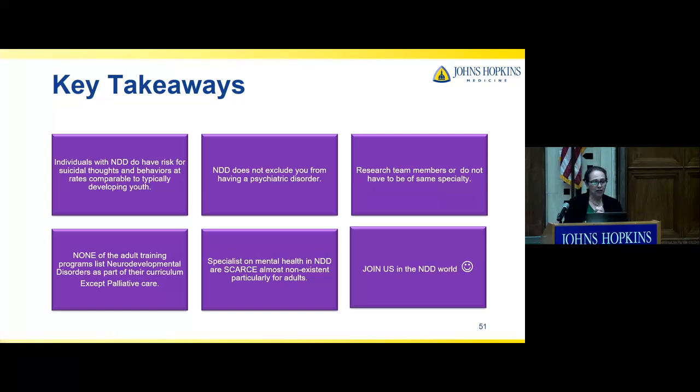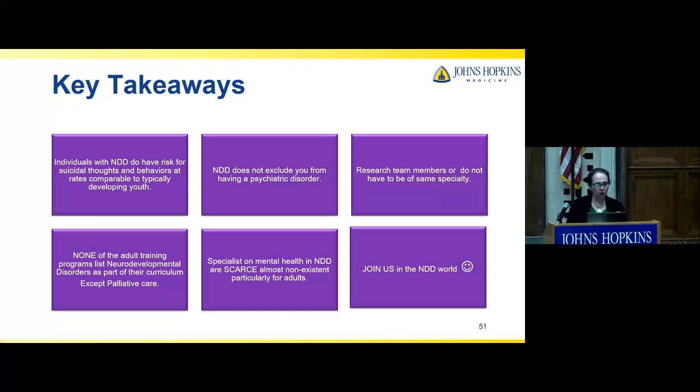But individuals with NDD do have a risk for suicidal thoughts and behaviors, at rates comparable to typically developing youth, number one. Number two, NDD does not exclude you from having a psychiatric disorder, and not everything is behavior. That's the worst thing you can tell me. Research team members do not have to be your same specialty. And this particular message is very relevant to everybody that is not in the child train.